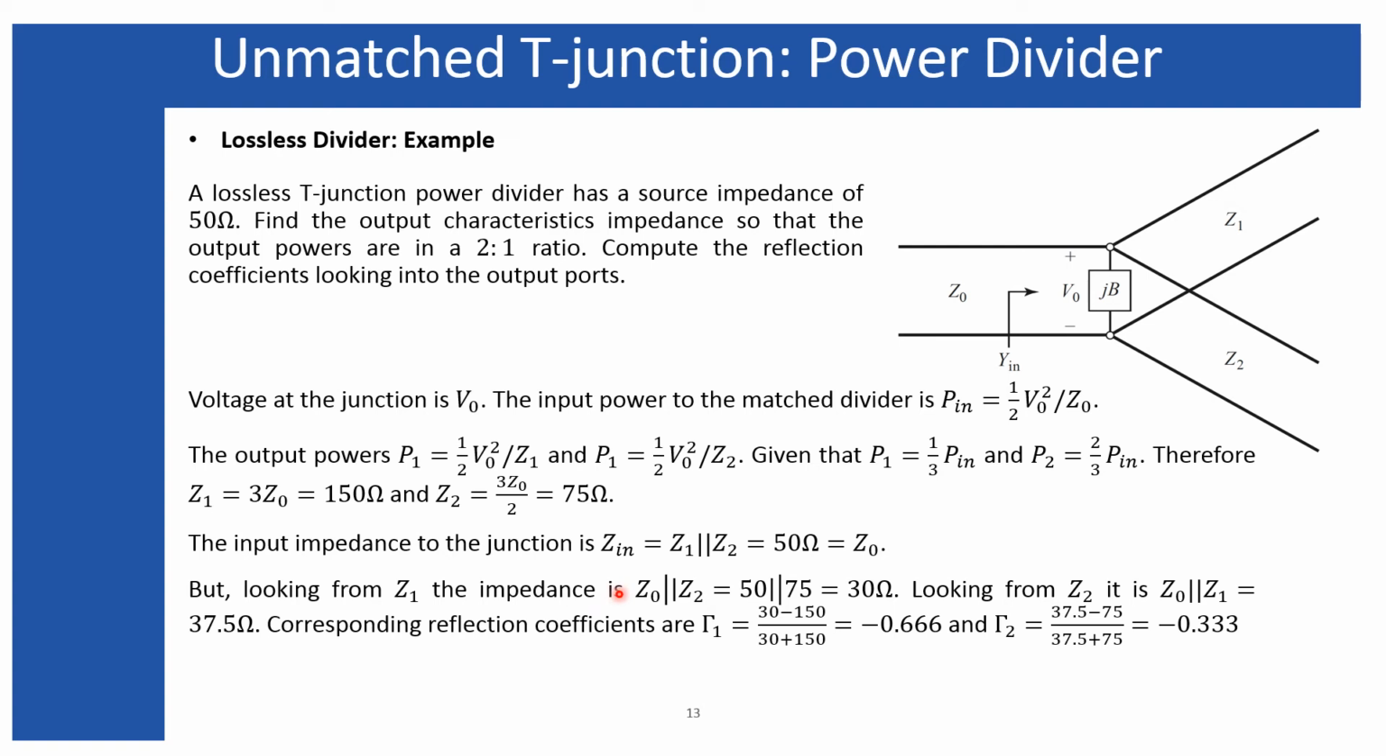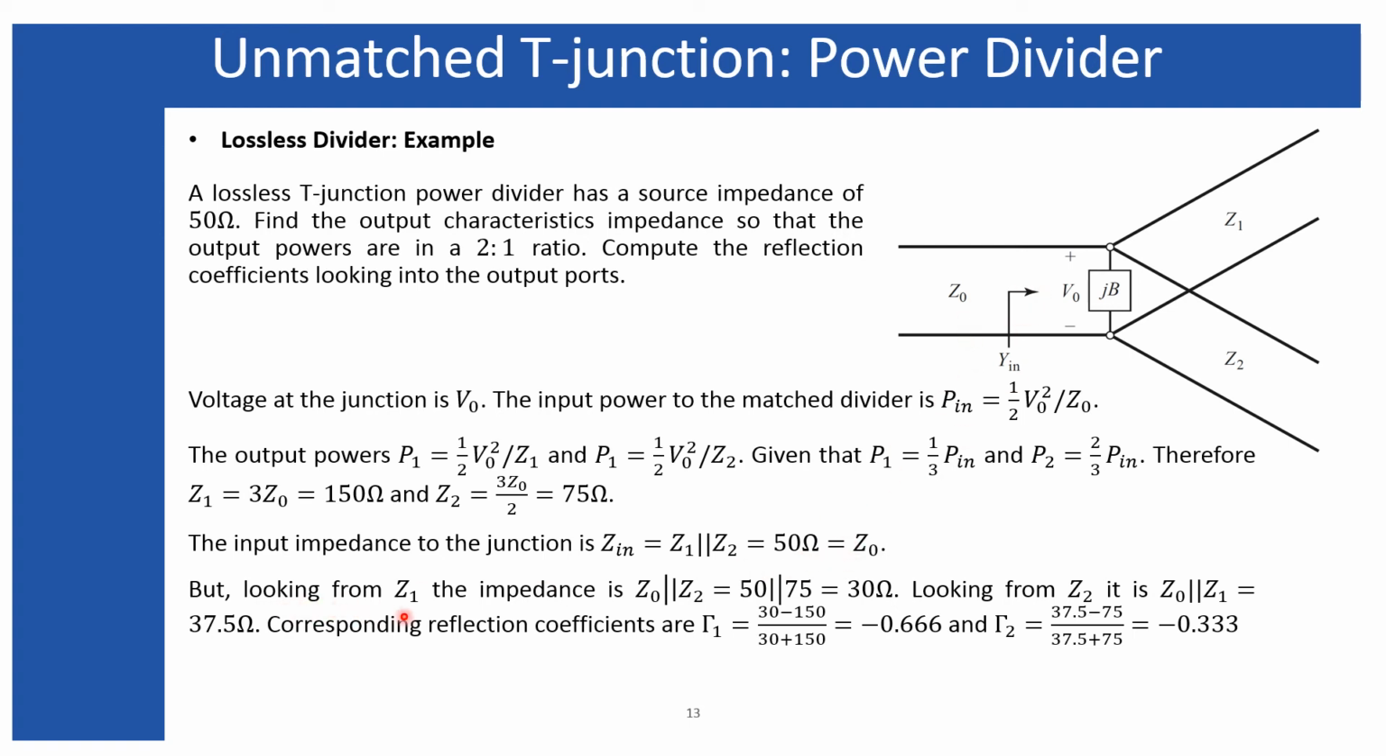And as we expect, the input impedance looking from the input terminal must be the parallel combination of Z1 and Z2. So the input impedance we are having is 50 ohm if we take the parallel combination of 150 and 75 ohm. And as the characteristic impedance of the source or the input guide is 50 ohm, it is matched with the load itself. So the load is the parallel combination of Z1 and Z2, and that is also 50 ohm. That is why this guide is matched.